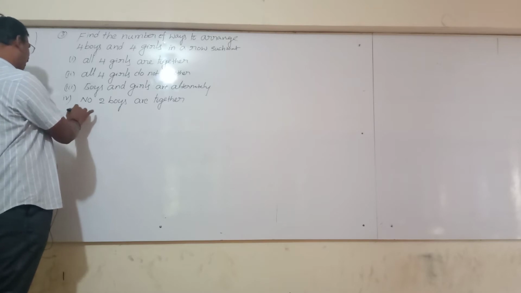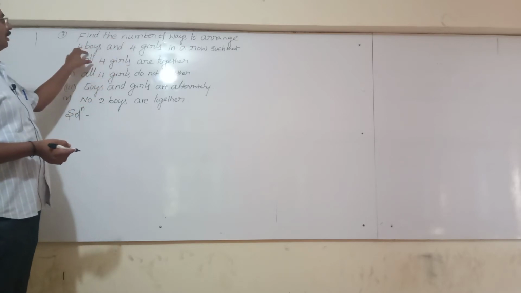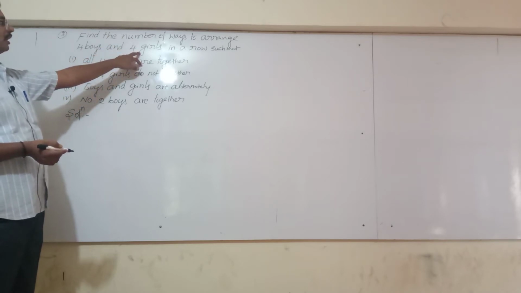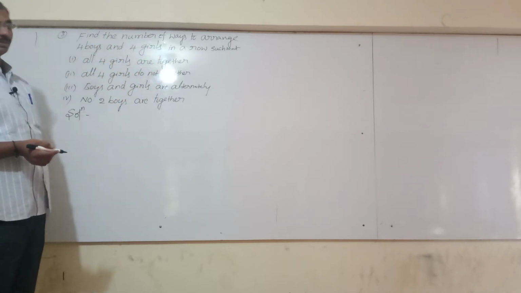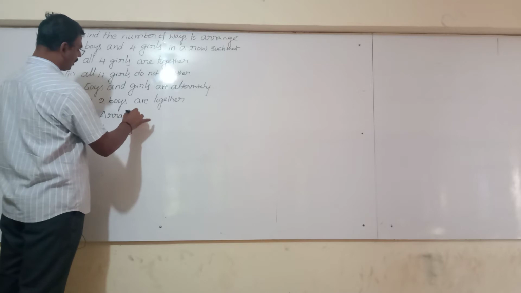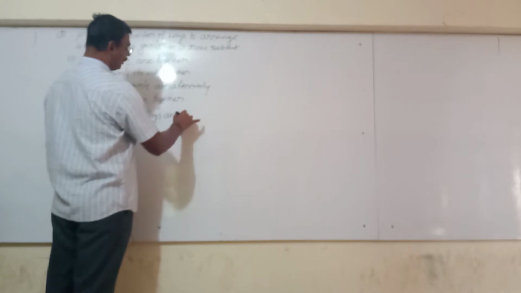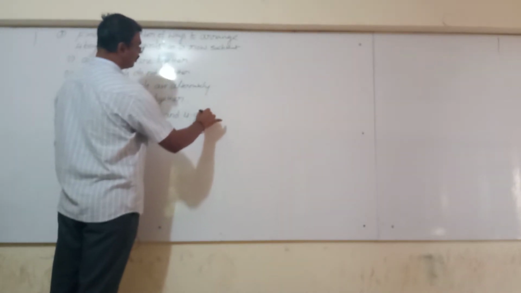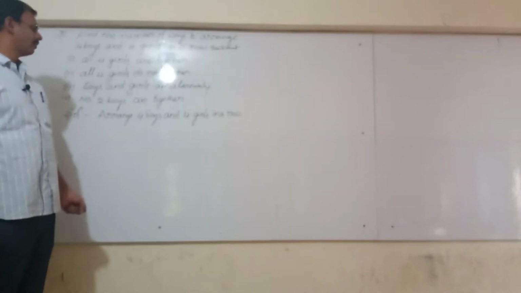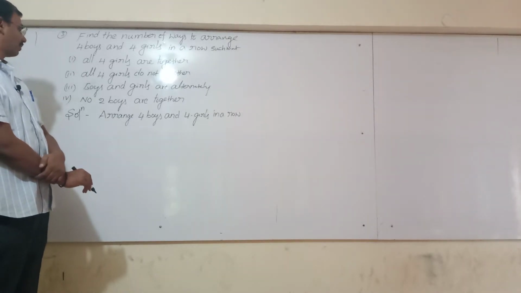So these model questions are very important. Mainly understand these questions. How many boys are there? 4 boys. How many girls are there? 4 girls. Arrange 4 boys and 4 girls in a row. Total number of arrangements is 8 factorial. Okay, no problem.